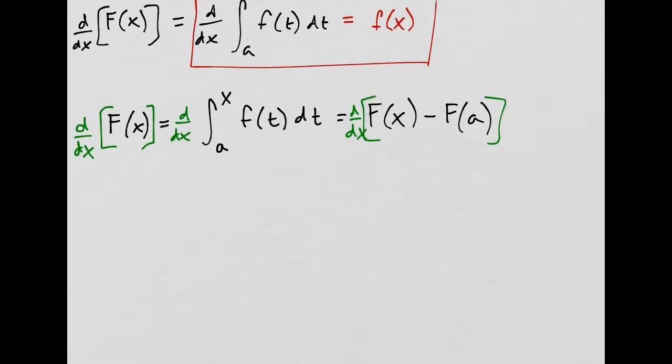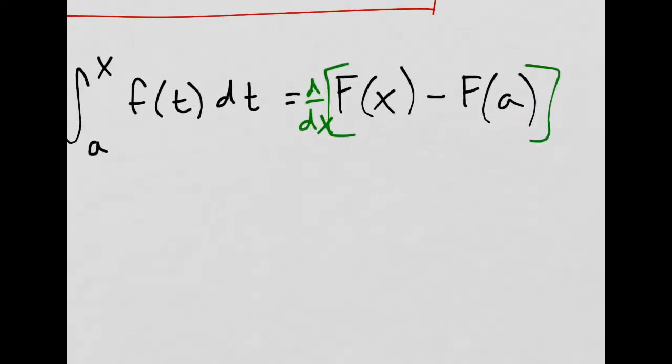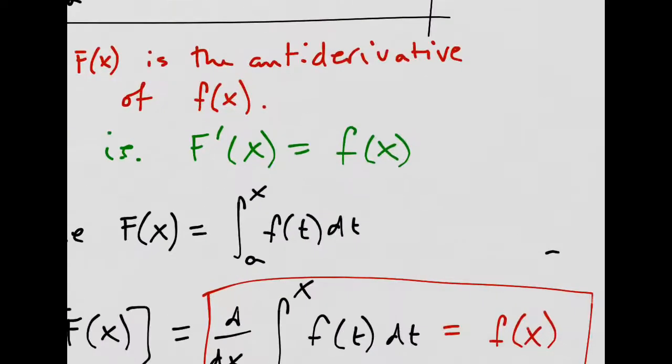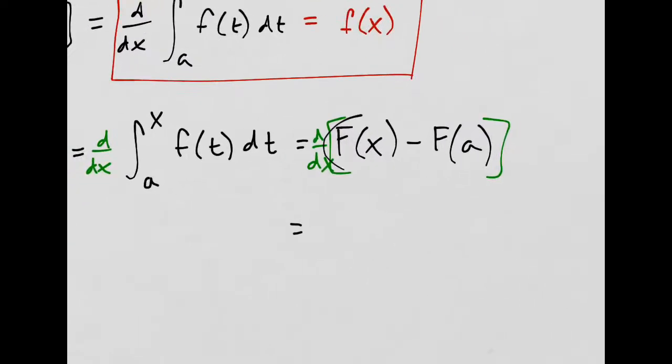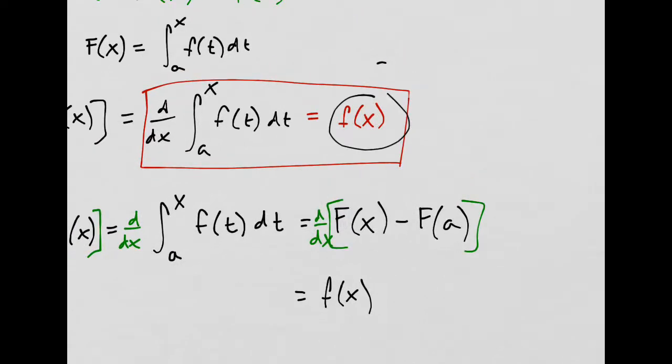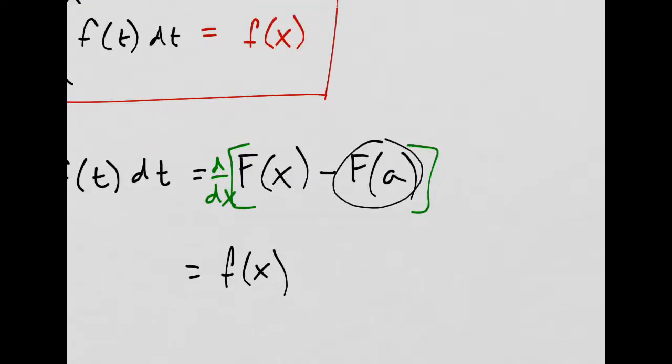On the very right side, since capital F is the antiderivative, I already know that the derivative of capital F gives me f of x. So if I take the derivative here, I just get lowercase f of x, which is what we want. And then you're thinking, well, what happens to this? Well, this is just the antiderivative evaluated already. So this is just a number.